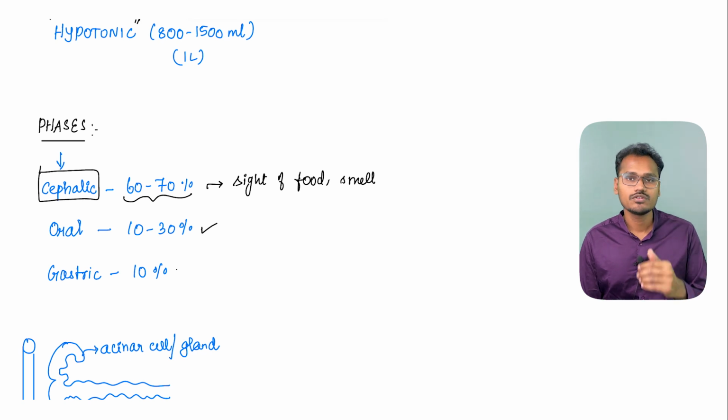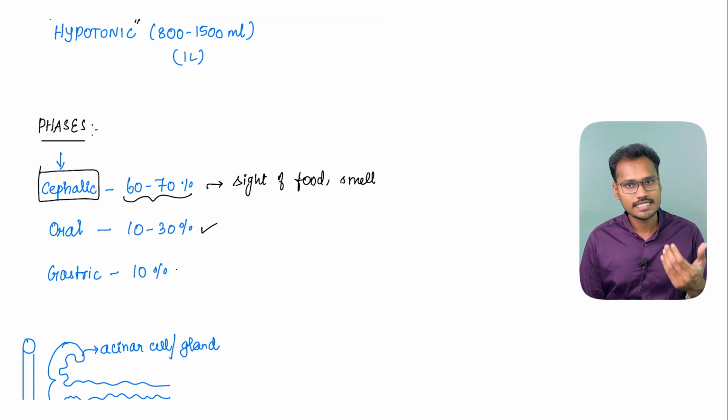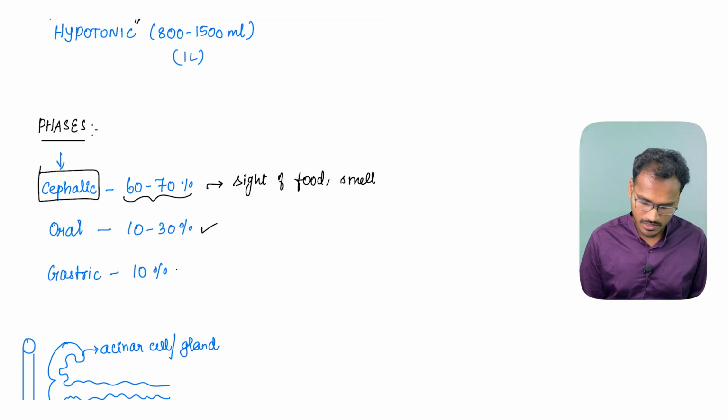And even when the food reaches the stomach, some amount of salivary secretion is still there, because just in case some regurgitation is happening and the HCl is trying to come into the mouth, the oral cavity has to be protected with the help of saliva.